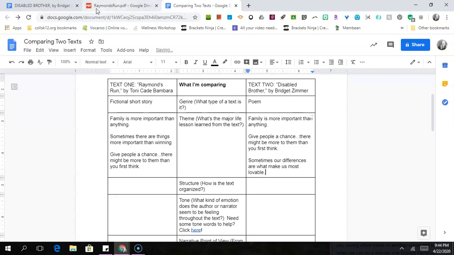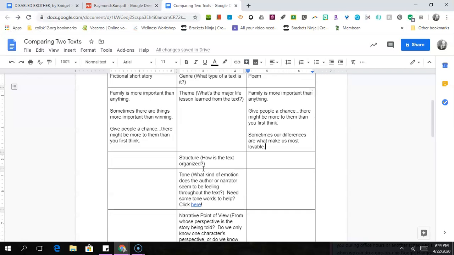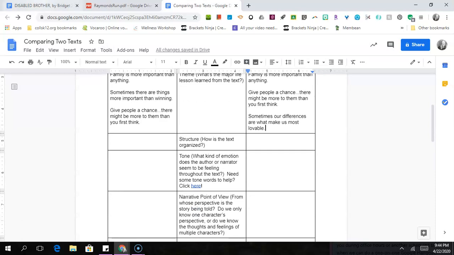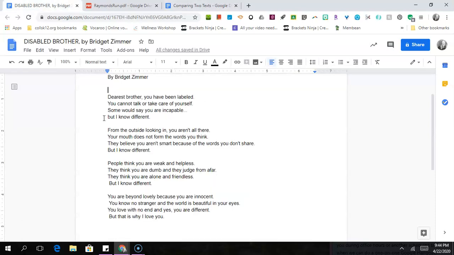All right, so now I've got some themes, some that are common to both texts, some that are specific to one or the other. Then I'm going to think about structure. The poem has kind of a cool structure because if you notice, there are a couple of phrases at the end of each stanza that are repeated. But I know different, but I know different, but I know different. And then the last one, but that is why I love you.